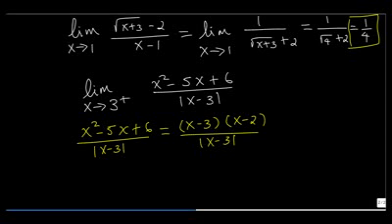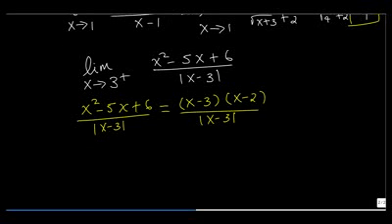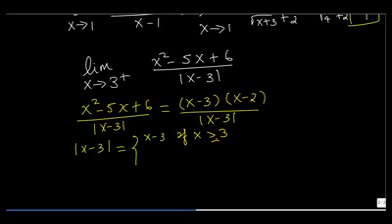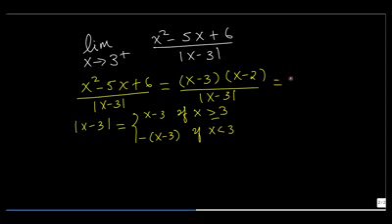But remember the definition of absolute value. The absolute value of x minus 3 is itself if x is greater than or equal to 3. Otherwise, it is the negative of x minus 3 if x is less than 3. Based on the given situation, since we are interested in x approaching 3 from the right, we take the top branch. So this becomes x minus 3 times x minus 2 over x minus 3, which will cancel. As a result, we get x minus 2 for x greater than 3.